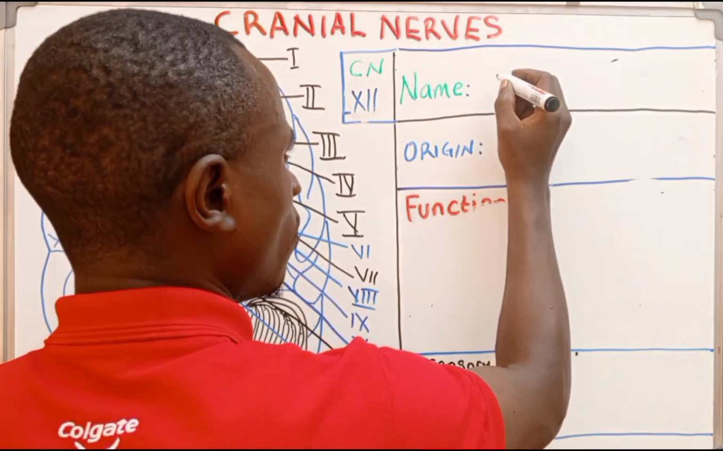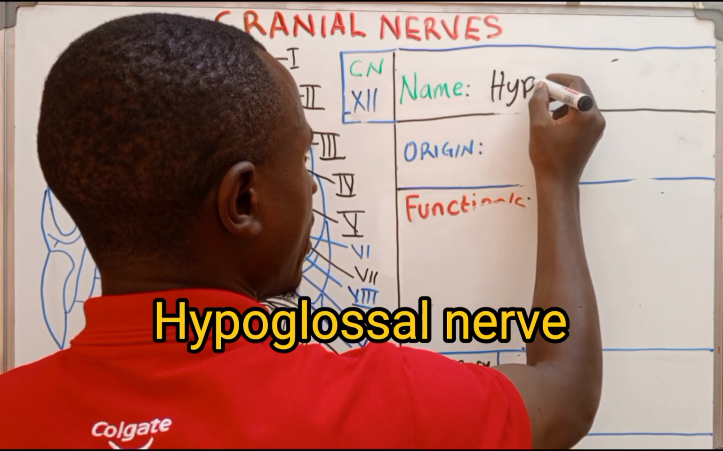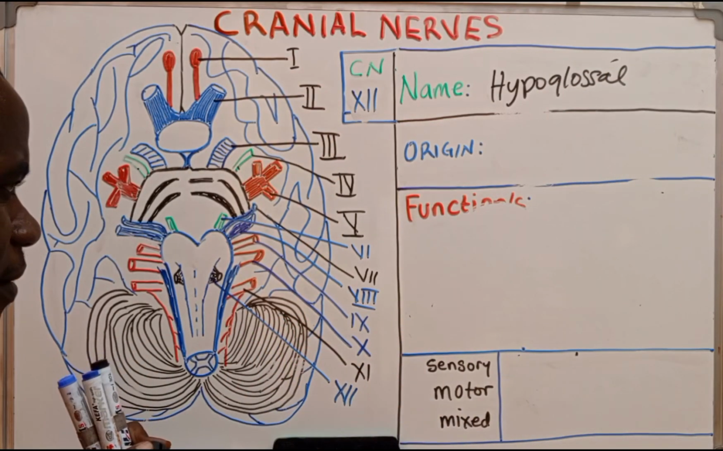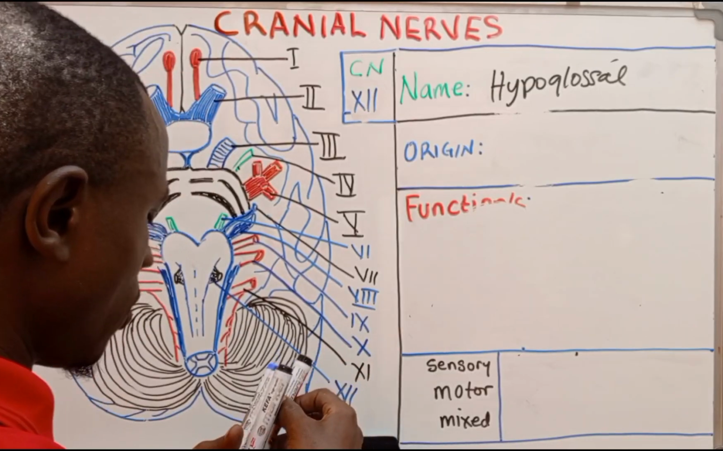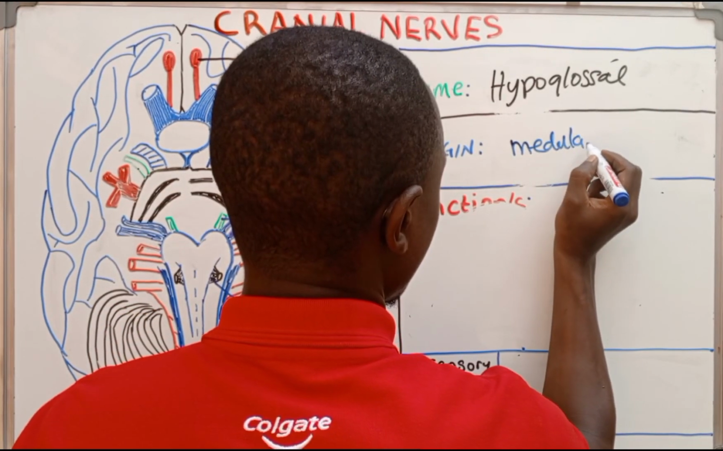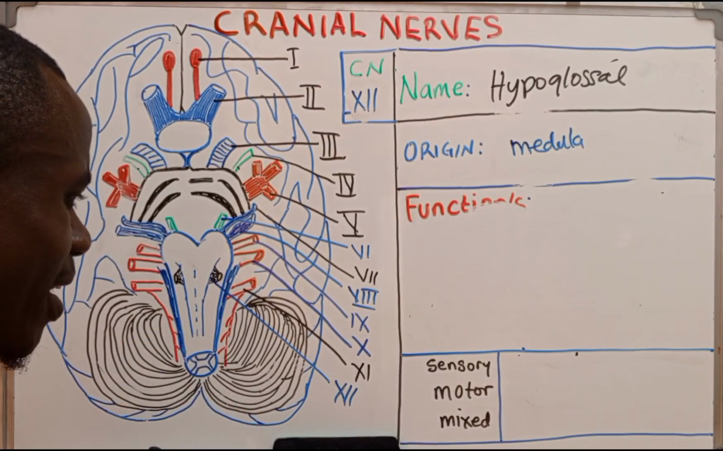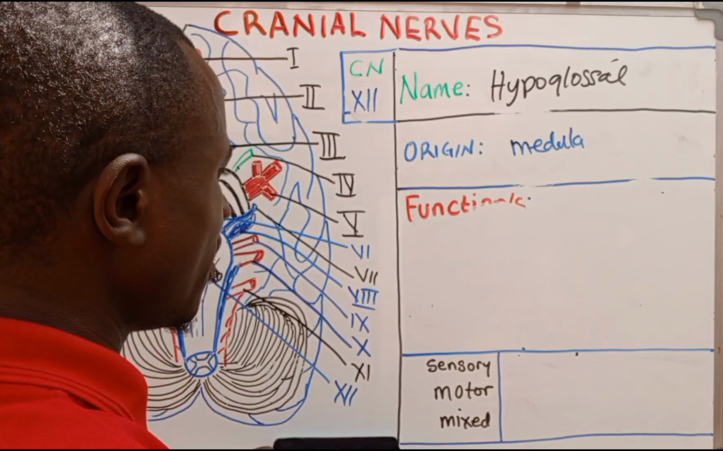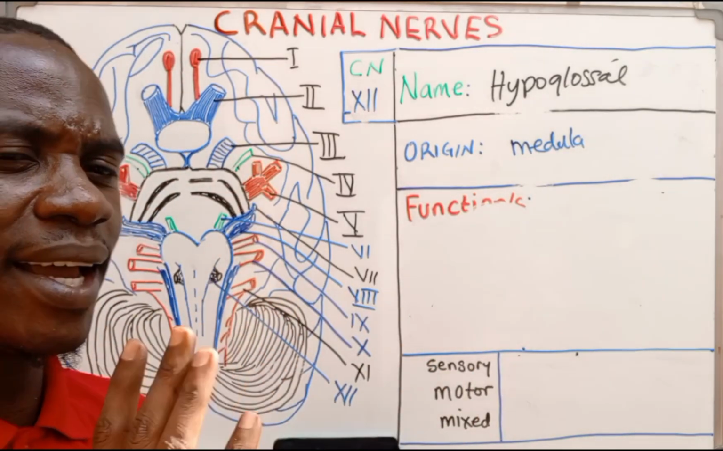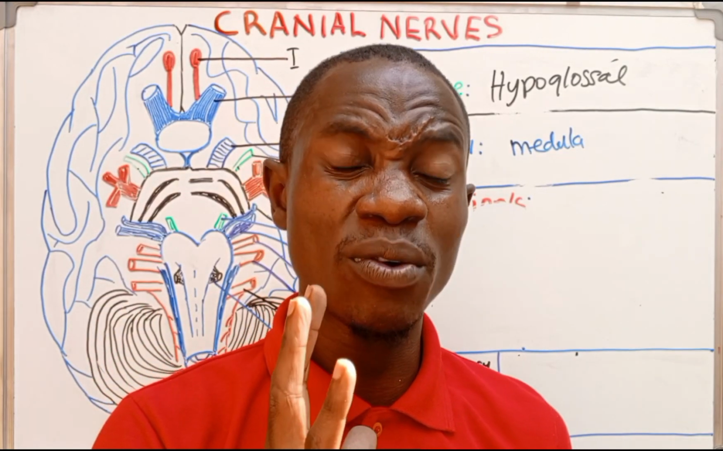Cranial nerve number 12 is what we call the hypoglossal nerve. And this hypoglossal nerve is also going to be part of the medulla oblongata. Now this hypoglossal nerve is very important. The area where it is going to be supplying primarily is the muscles of the tongue.